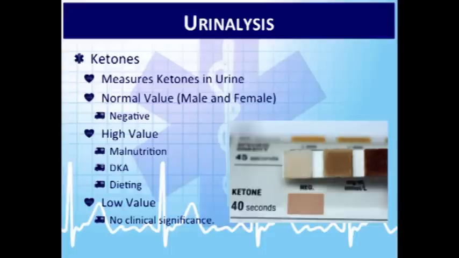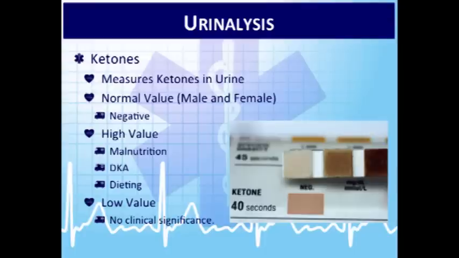Ketones. Ketones are not normally found in urine. Ketones are a byproduct of anaerobic metabolism or alternative metabolism. So we see ketones in the urine in patients who are malnourished. Very commonly, we're most commonly seeing ketones in the urine when somebody has DKA, diabetic ketoacidosis, alternative metabolism, right? Or someone that's excessively dieting.